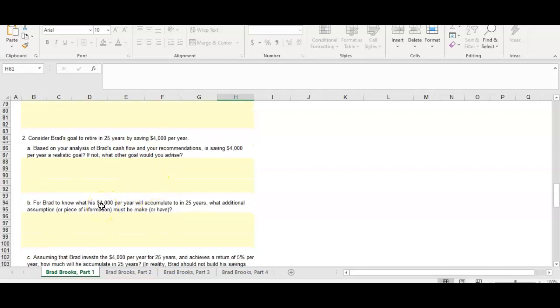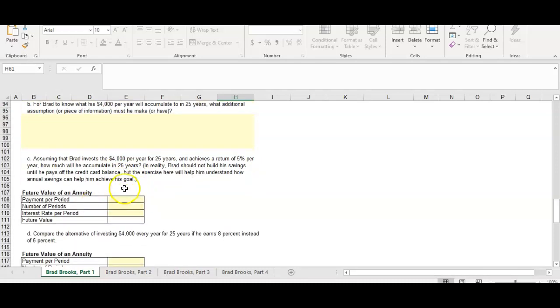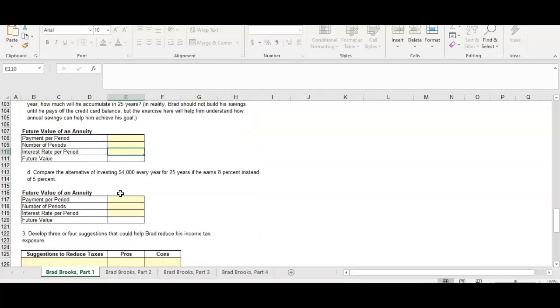Advise Brad to know what $4,000 per year would come to in 25 years. What additional assumption must he have? So basically, how much money would he have in 25 years if he saved $4,000 per year? So we're going to do some actual calculation using the annuity table. You've done this in the previous chapter. Determine the number of payments per period, the number of periods, the interest rate per period. And once you put in these three amounts, it will give you the future value automatically. Excel will automatically compute the future value.